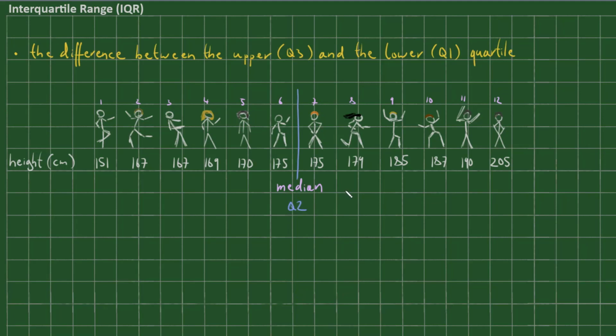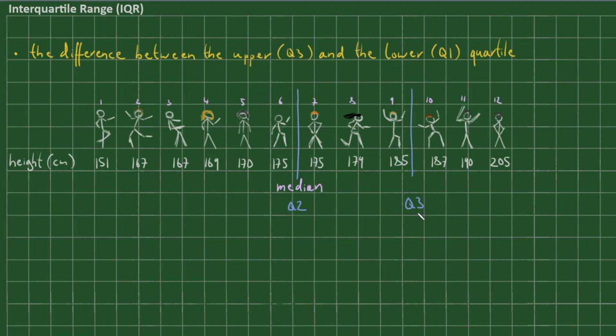Now I have two halves, the upper half and the lower half. I'm going to divide each half into half again. So the upper half has 6 data points. The middle value for these 6 data points would be between 9 and 10, so it would be here. This is known as Q3.